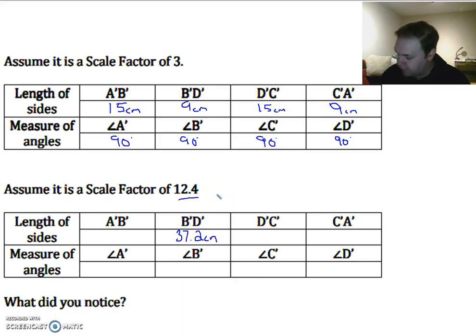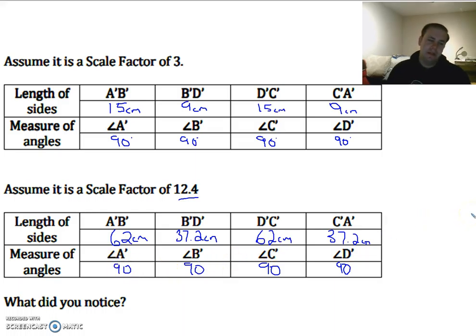And then instead of the 5 centimeters, we'd multiply that again by 12.4. Figure that's 62. So we would have 62 centimeters, 62 centimeters, 37.2 centimeters. And luckily, where this is not really changing in shape, the properties of the angles remain the same.